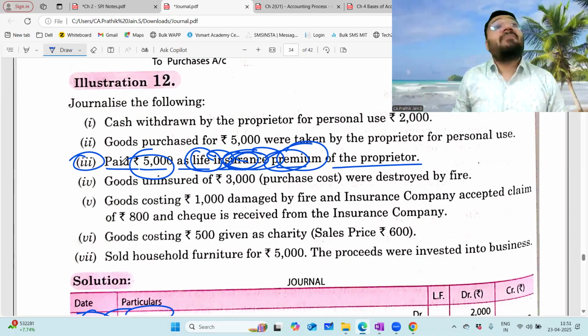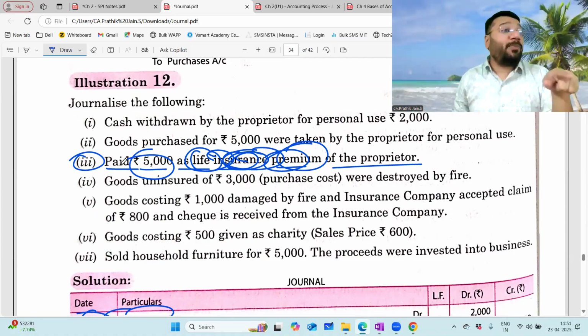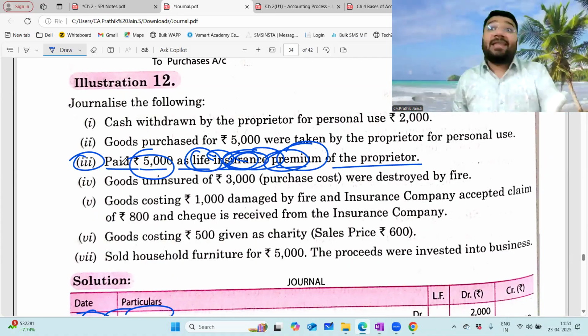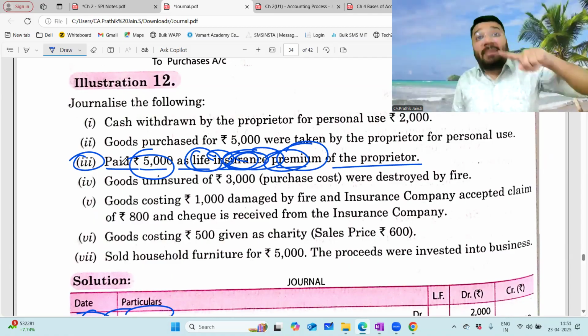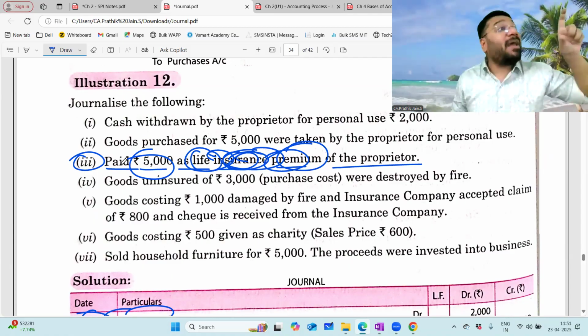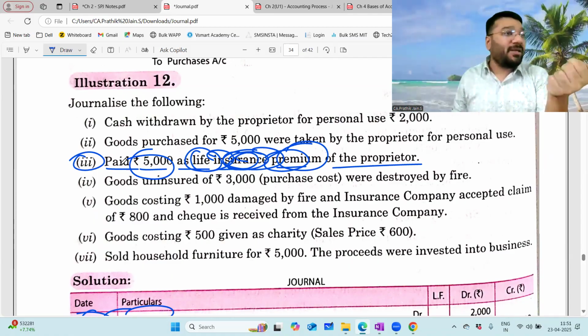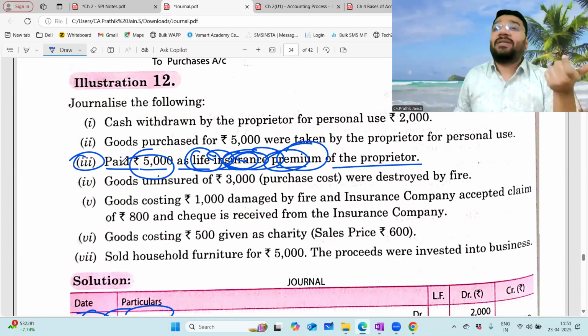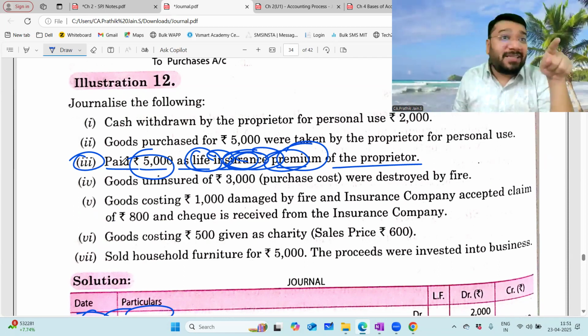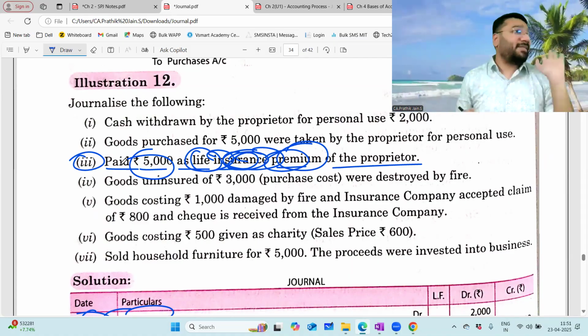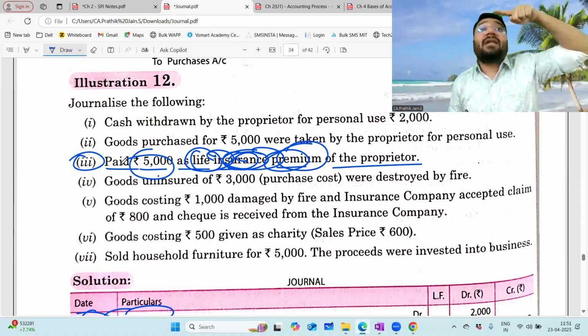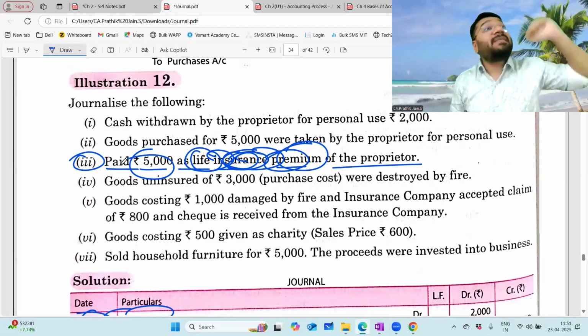We have something called a key man insurance policy. In a key man insurance policy, if the business owner dies, then the money comes to the business. Key man means he's the key person to run the business. Then the premium you pay is a business expenditure, and the money comes to whom? The business. So the premium paid for a key man insurance policy goes to your business expenditure.